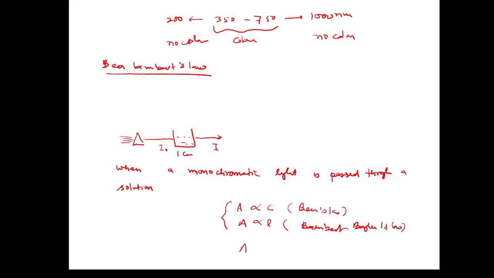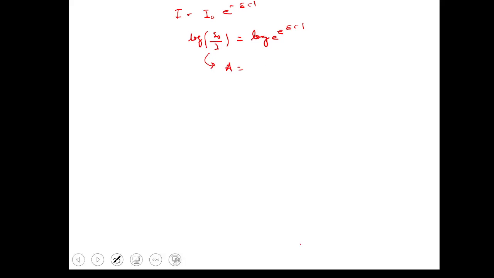Okay, so together we call it Beer-Lambert's law. Here the final intensity is I0 e power minus epsilon Cl. So we can write log I0 by I is log e power epsilon Cl. This quantity is called absorbance or optical density, which is epsilon Cl, because log e power.